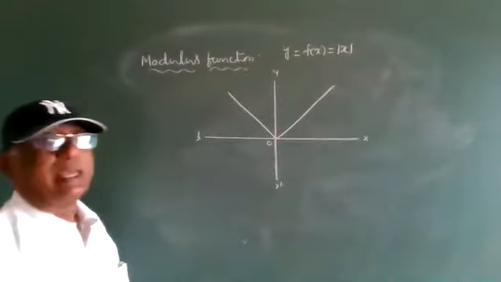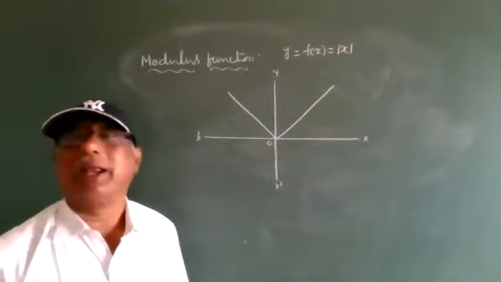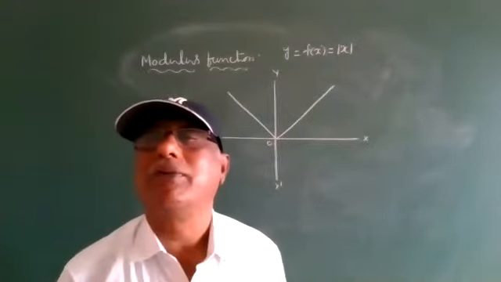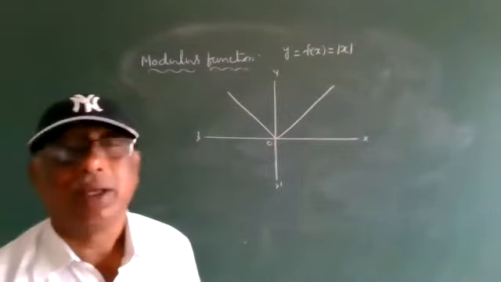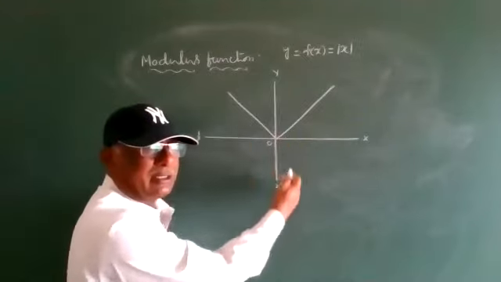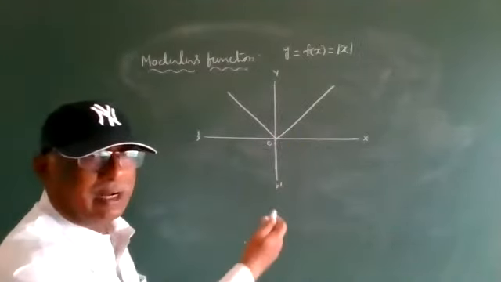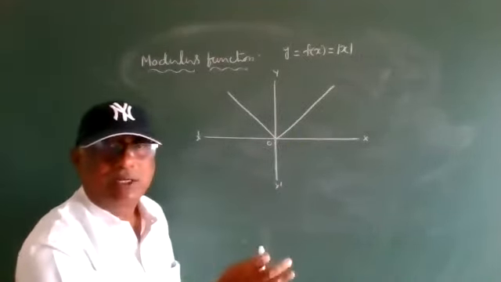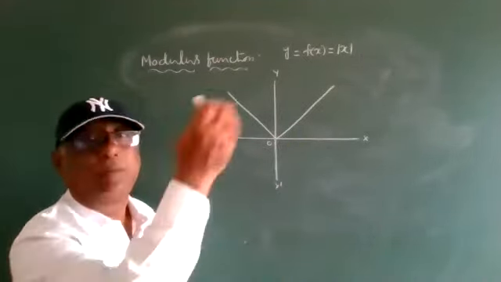That means x values are different, but the y value is positive. That's why a negative y value does not come. Y negative values do not come. Only positive values come.